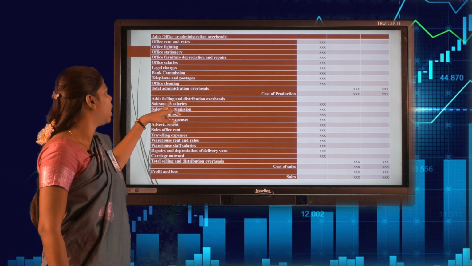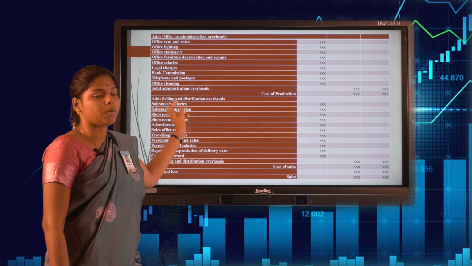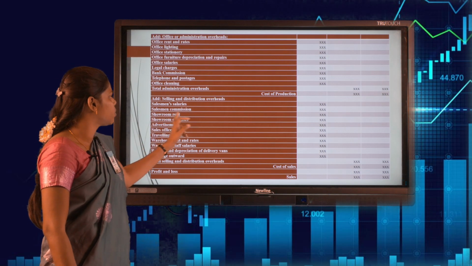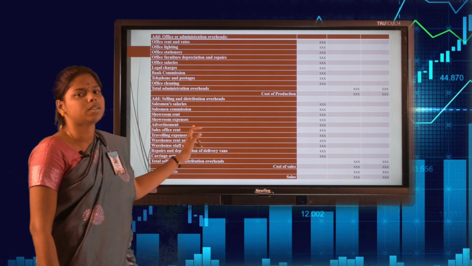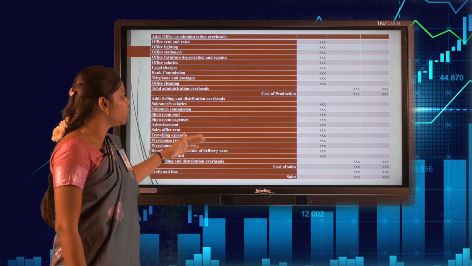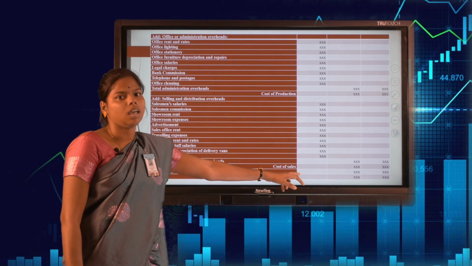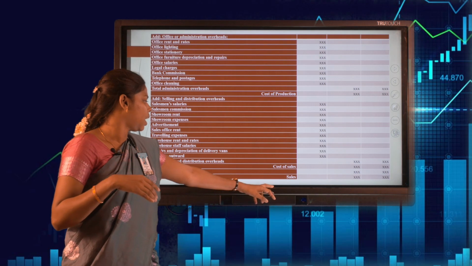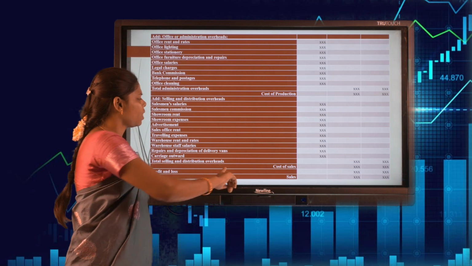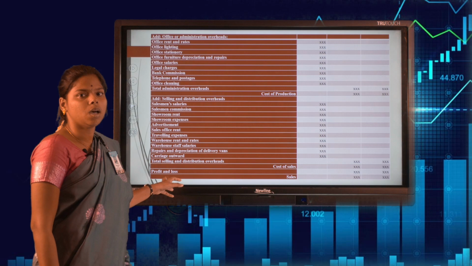Next, you have to add selling and distribution overheads. Selling and distribution overheads are nothing but the expenses of selling and distribution, like a salesman's salary, salesman's compensation, showroom rent and showroom expenses. After adding the selling and distribution overheads, you will get the cost of sales. In case the sales figure is given in the problem, you have to write it like this under sales. The difference between cost of sales and sales is the profit for the product.